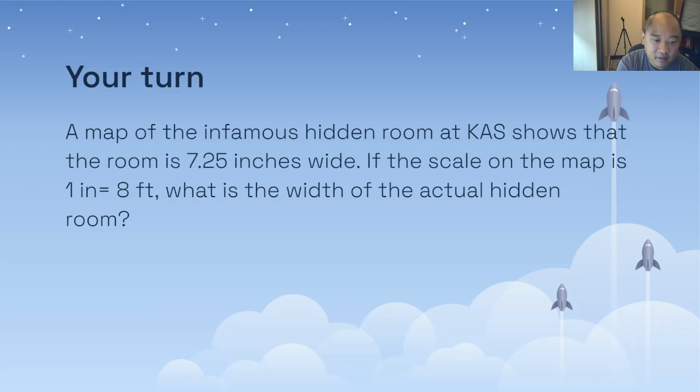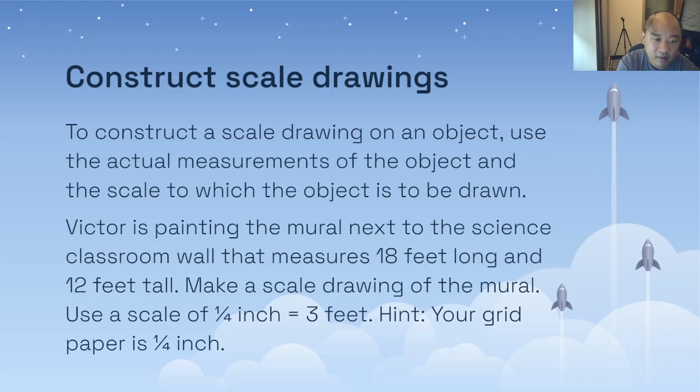Okay, moving right along. Let's say that we want to construct some scale drawings. To construct a scale drawing of an object, use the actual measurement of the object and the scale to which the object is being drawn. So let's say that Victor is painting the mural next to the science classroom wall. And the science classroom wall is 18 feet long and 12 feet tall. So you're going to make a scale drawing of the mural. Use a scale of 1/4 inch equals 3 feet.